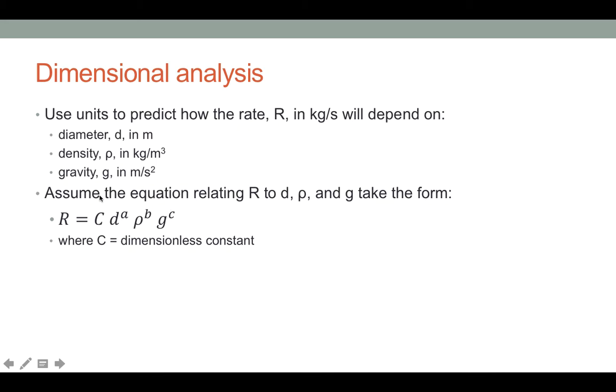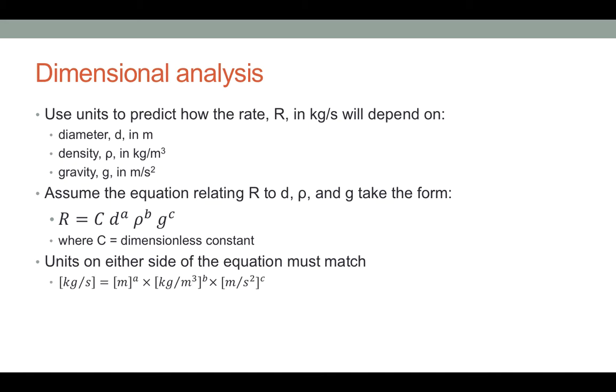And what we're going to use is the fact that the units on this side of the equation, kilograms per second, have to equal the units on this side of the equation, which include meters, kilograms per meter cubed, and meters per second squared. All of those units, when combined, have to simplify down to just kilograms per second. So the units on either side of the equation do have to match. So we can take the units one at a time.